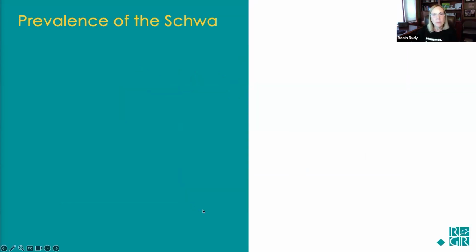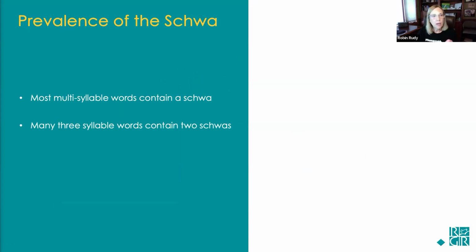So let's talk a little bit more about the prevalence of the schwa. As I said before, some of this is really worth repeating. Most multisyllabic words contain a schwa. Many 3-syllable words contain 2 schwas. And when we examine these words, schwa is the most common phoneme in English.